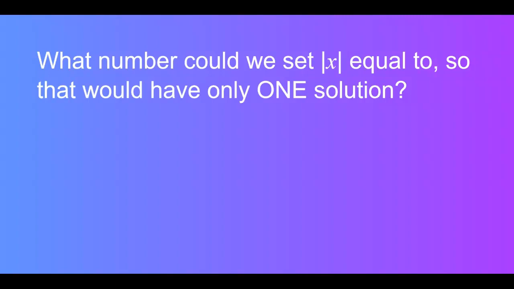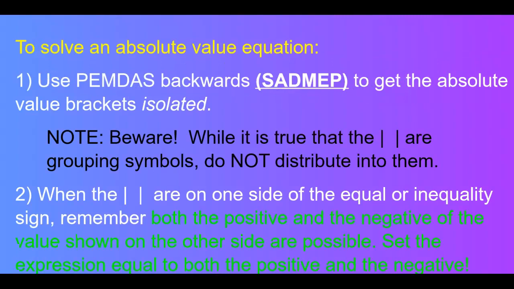All right, so what number could we set the absolute value of x equal to so that we would only have one solution? Because we just saw we're usually going to get 2. So the only answer would be, and you kind of saw it in that definition, is 0. There's only one number that's 0 units away from 0, and that is 0. Otherwise, we're always going to get 2 solutions, or no solutions like I showed you.